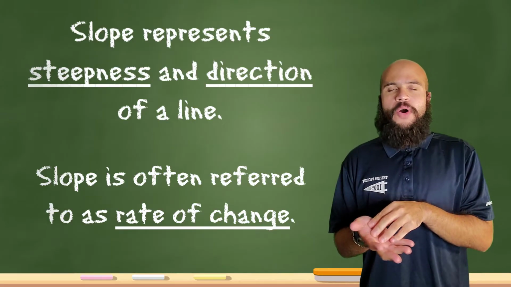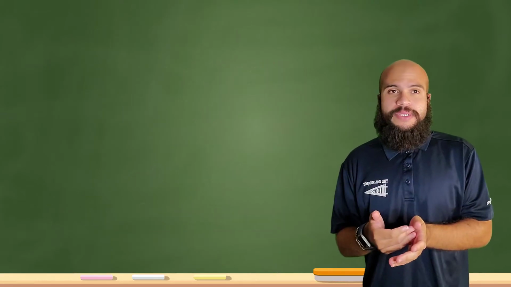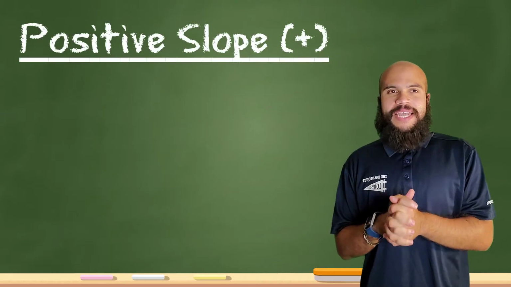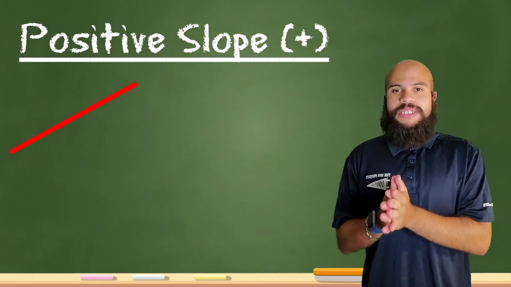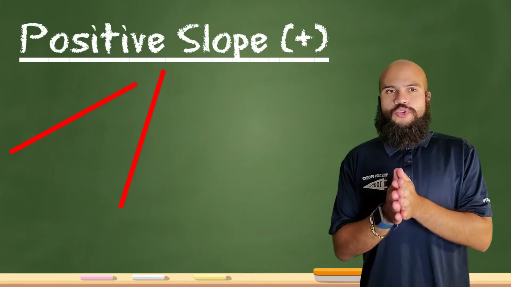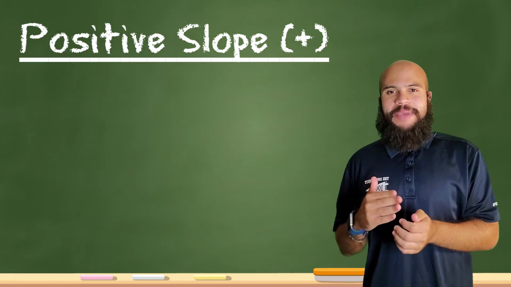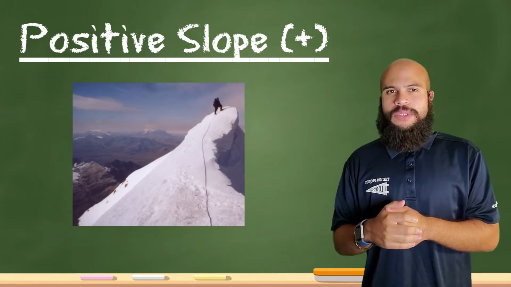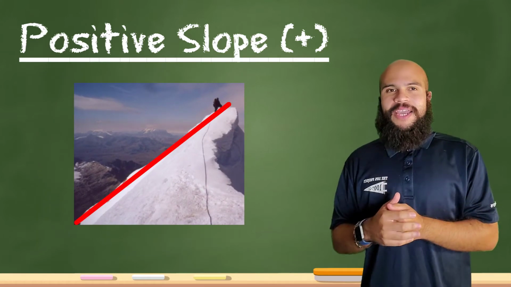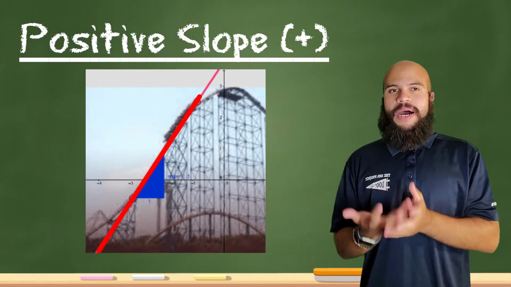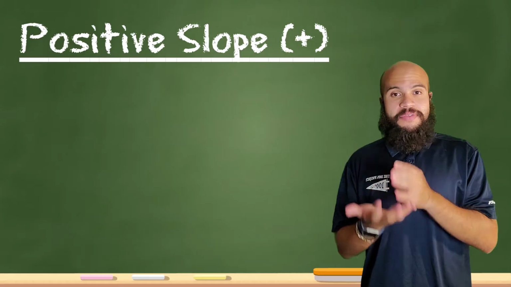Slope can generally fall into four categories. A positive slope, which is the first category, is indicated by a line that is increasing from left to right. In terms of a real-world comparison, think of climbing up a mountain or slowly rising up a roller coaster leading up to a big drop. Visually, a positive slope will look something like this.